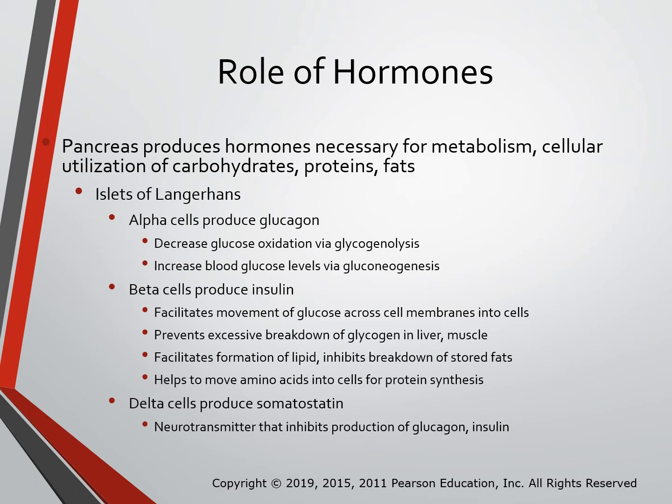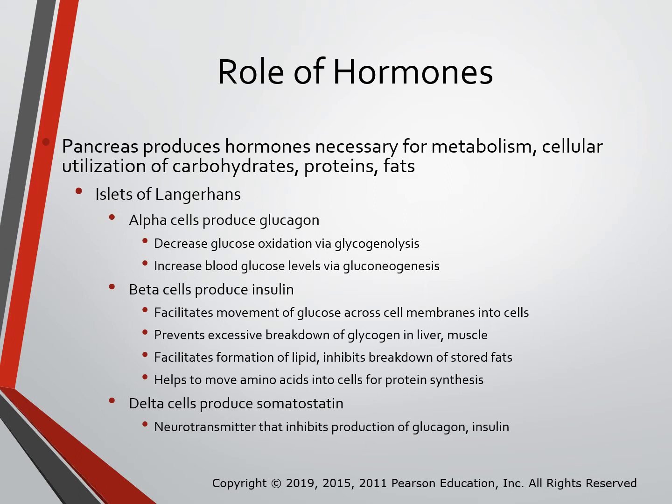Beta cells secrete the hormone insulin, which facilitates the movement of glucose across cell membranes into the cells, and it decreases blood glucose levels. So insulin is going to help process the glucose that we have. It helps break it down, helps us use it as energy, and it helps keep our sugar level from being too high. That's why we need insulin.